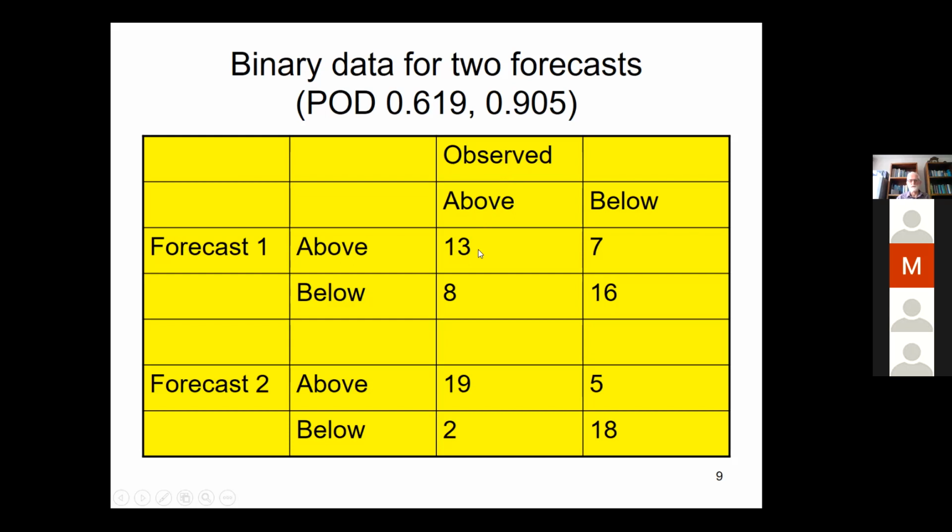There were 13 plus 8, 21 occasions when the observation was above the mean. Of those, we forecast it correctly on 13 occasions, and we got it wrong on 8 occasions. Forecast 2 did a lot better. It got it right on 19 occasions and wrong on 2 occasions. We're looking at the probability of detection, POD, and in this case, it's 13 over 21. In this case, it's 19 over 21, which numerically is those numbers.